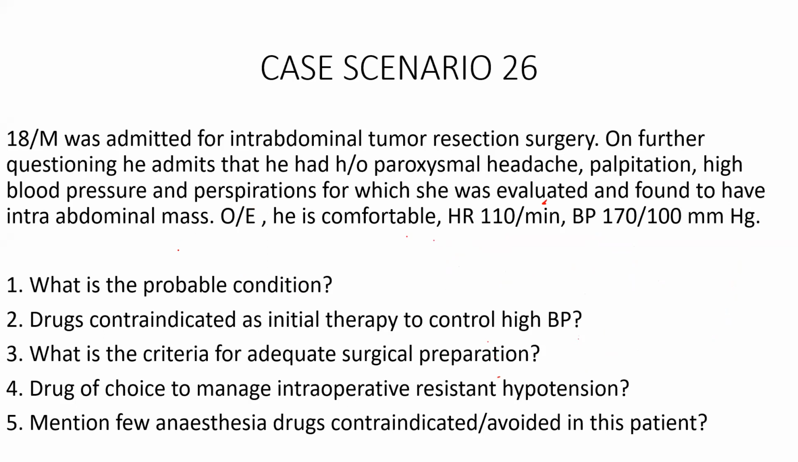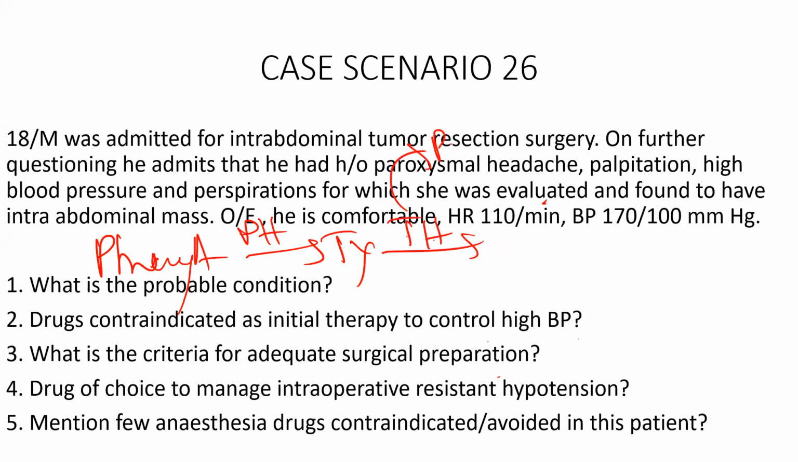Other things they might ask: how to diagnose. What is the rate limiting step in adrenaline synthesis? Tyrosine hydroxylase, good. What is the primitive amino acid for synthesis of adrenaline? Phenylalanine. From there, phenylalanine hydroxylase gives you tyrosine. From there, tyrosine hydroxylase, this is the rate limiting step.